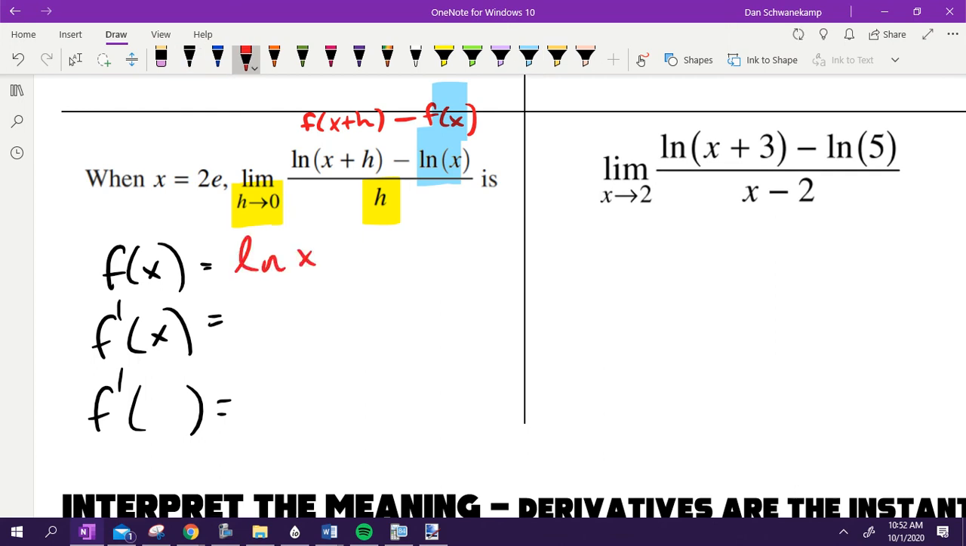Once I've identified natural log of x, then I'm going to take the derivative of natural log of x. What's the derivative of natural log of x going to be? 1 over x. And then I'm going to find f prime at whatever value it is. What do you think my x value is going to be? Because they told it to me right here. Don't let it be harder than that. They told me that was 2e. Then all I'm doing is plugging in 2e. My answer is 1 over 2e.